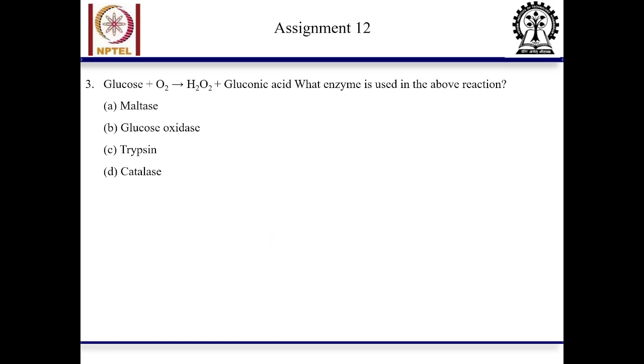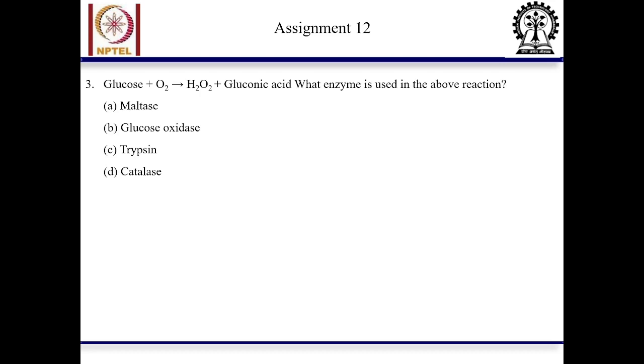Now question 3: glucose plus oxygen will give hydrogen peroxide and gluconic acid. What enzyme is used in the above reaction? Maltase, glucose oxidase, trypsin, or catalase?